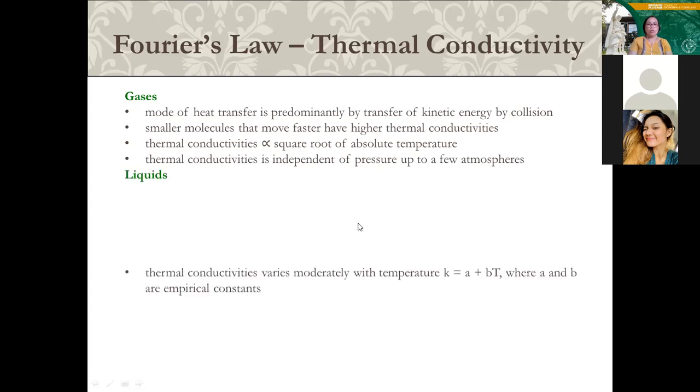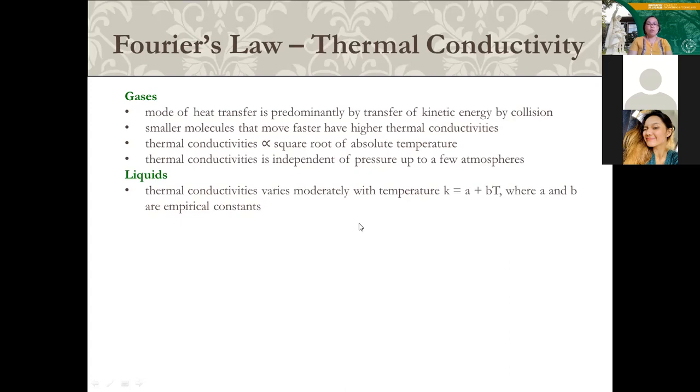As for liquid, the thermal conductivities for liquid vary moderately with temperature based on this particular formula, where A and B are empirical constants. So you can see them in your Perry's Chemical Engineers' Handbook for liquids as to how the thermal conductivity depends on the particular constant for a particular liquid. So a liquid may have a different set of A and B values compared to another liquid. And it's still dependent on the temperature.